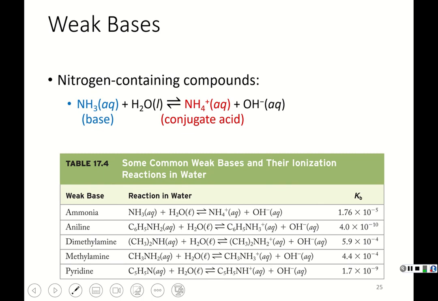Much like an acid that you can write a dissociation constant for, a Ka, we can write a dissociation constant for a weak base as Kb. And those values, again, for weak bases are going to be less than 1, oftentimes very, very small.